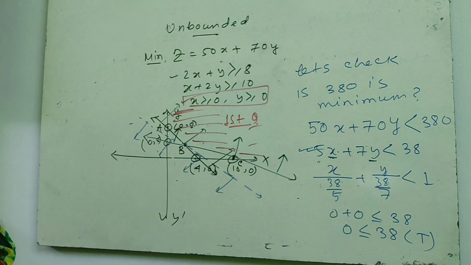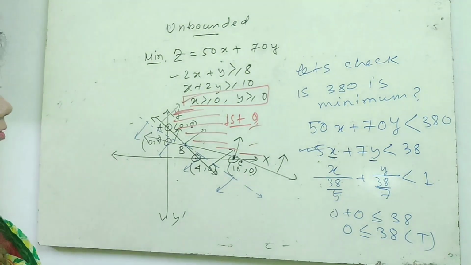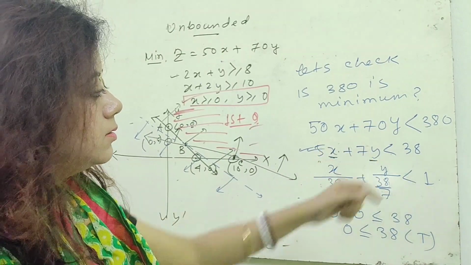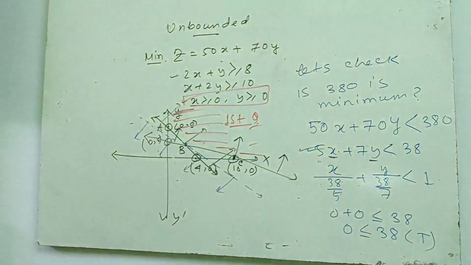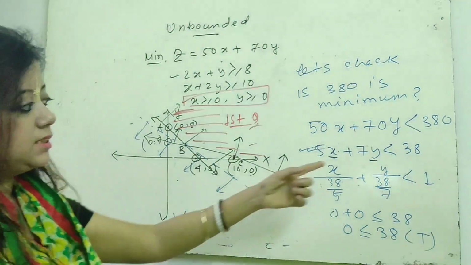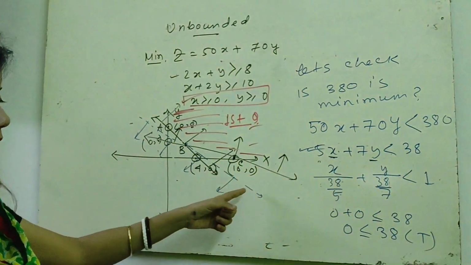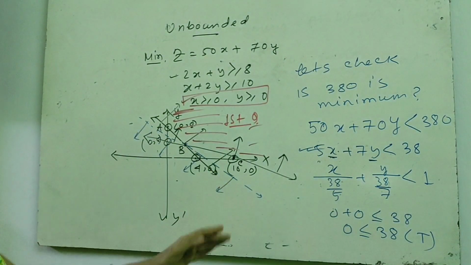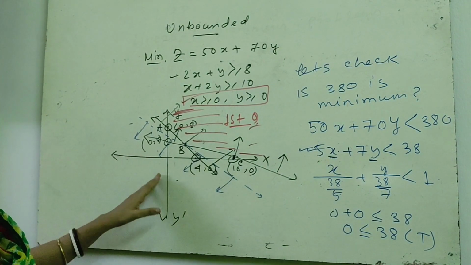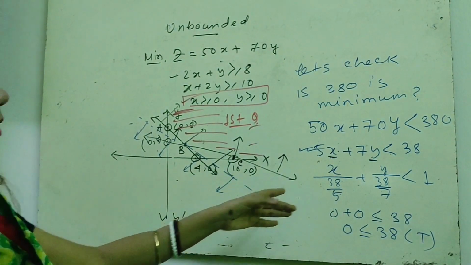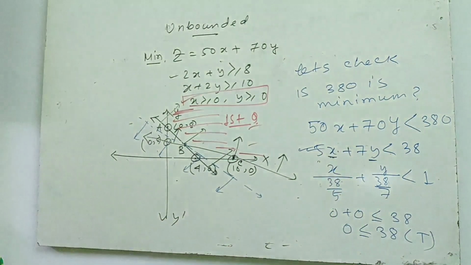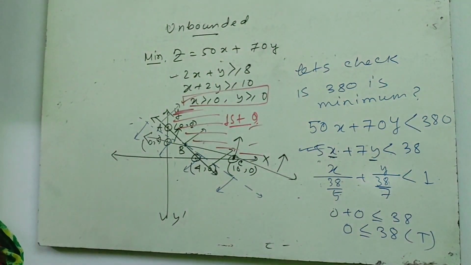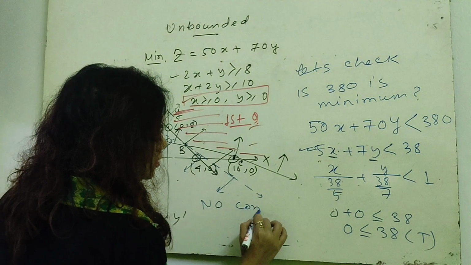See, I have drawn this line because B is 2, 4 and it satisfies the inequation: 2, 4, 10 plus 28, 38, so it will go through the point. But because this is not an equation, meaning there is no equal sign, you cannot draw this with a firm line. You have to draw it with a dotted line. The arrows are towards origin because if I put 0 and 0, you will see 0 less than 38, which is true. So see, there is no common point.